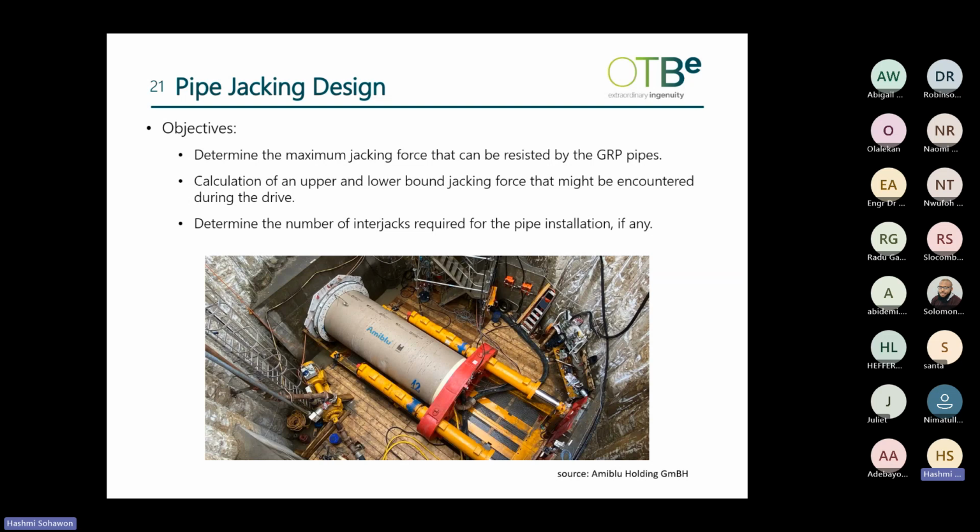The picture below here shows a pipe section that has been placed in the launch shaft and ready to be pushed into the ground using the hydraulic jacks. We can also see the thrust wall here, which, as I have said before, it is an important part of the design because it must be strong enough to be able to sustain the jacking forces during the pipe installation. Usually the thrust wall is a reinforced concrete wall.